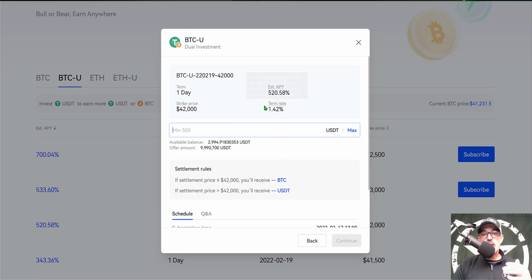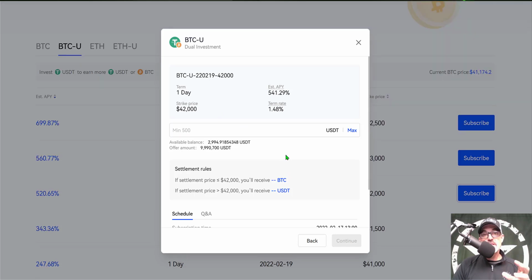So as long as Bitcoin is not down more than the term rate from the strike price at the close of the term, you can still capture a small profit, albeit a small profit, but a small profit's better than a loss.